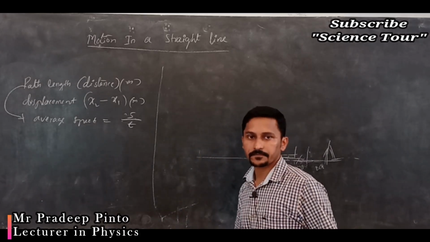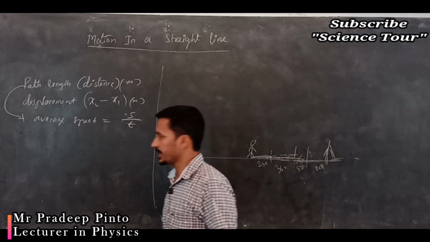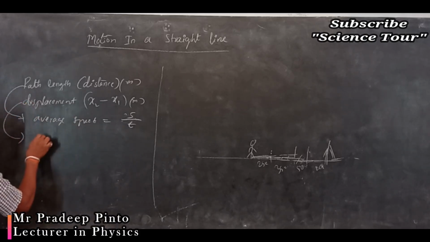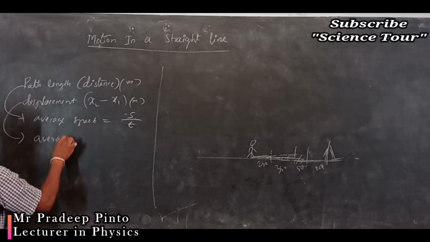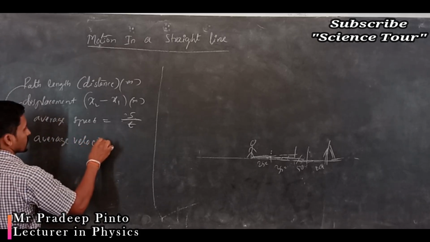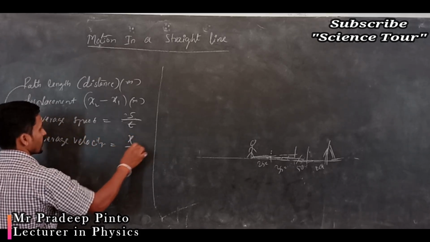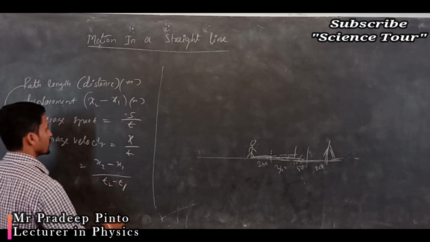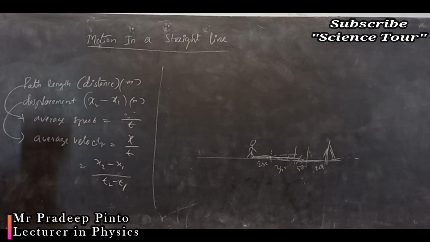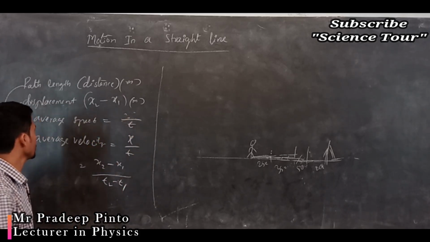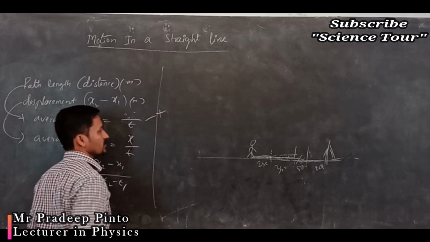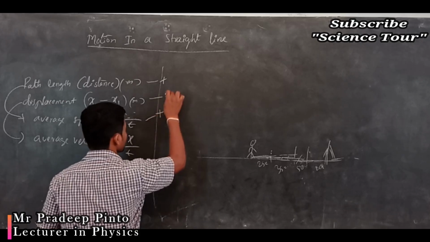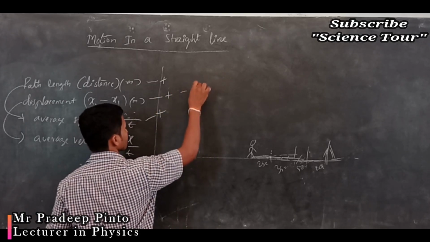Now what were we studying here? We were studying about average speed, right? Next, based on displacement we got average velocity, that is displacement divided by time, meaning x2 minus x1 divided by t2 minus t1. Here also it is the same, y2 minus y1 you can put. But average speed is always positive. Like path length, average speed is always positive, but displacement may be positive, negative or 0.